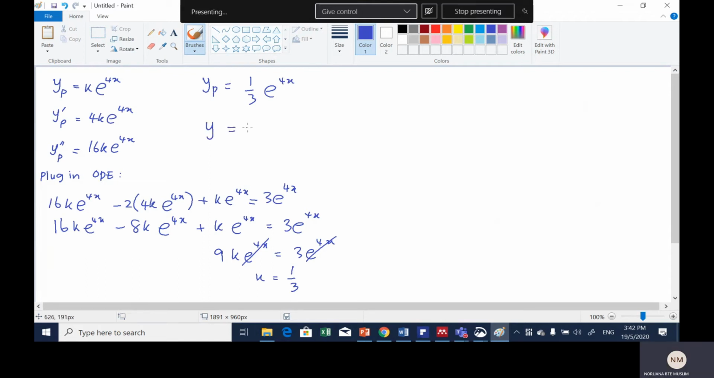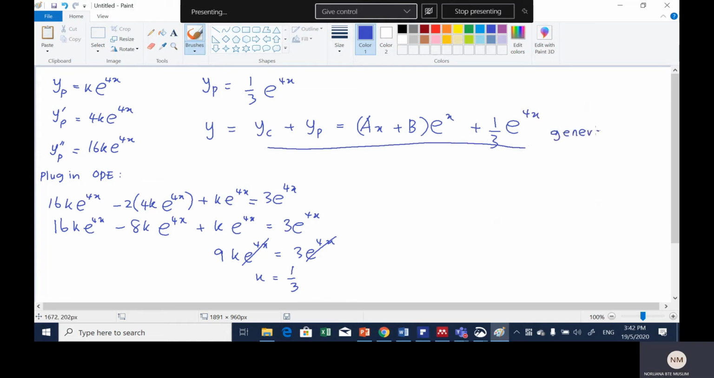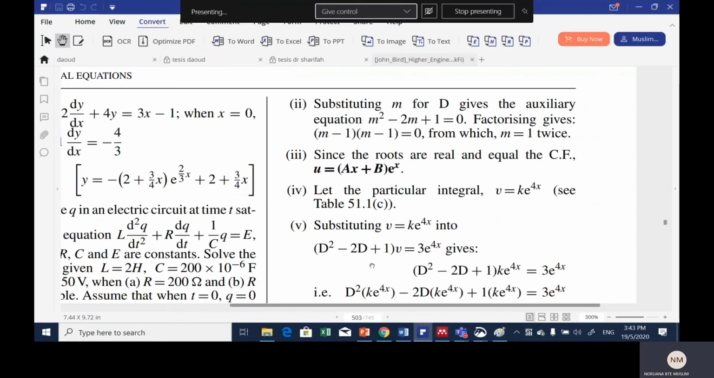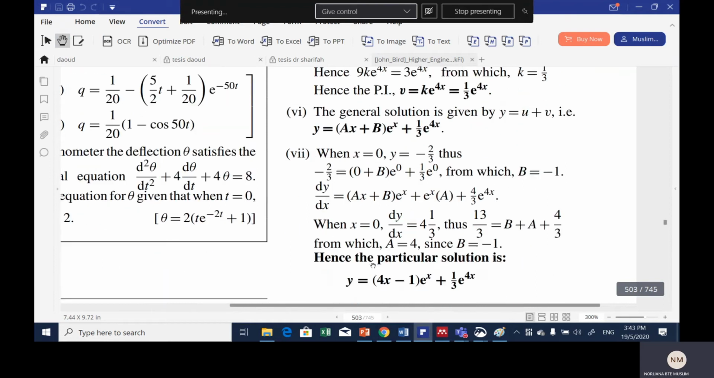Okay, so our Y is equal to YC plus YP. Our YC, the previous one, is AE^x plus BE^(power) 1X, then plus YP, so we have 1 over 3 E4X. So this is our general solution. If we want to find the particular solution, then we substitute the values using the given boundary condition. For the particular solution, I hope you can continue.